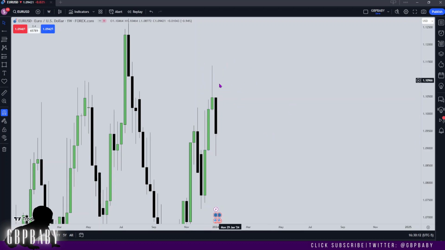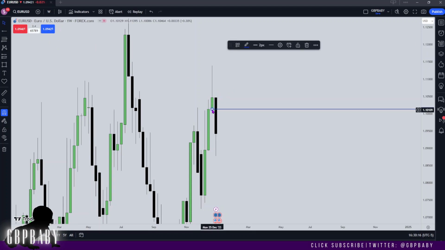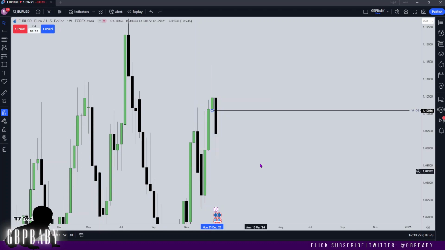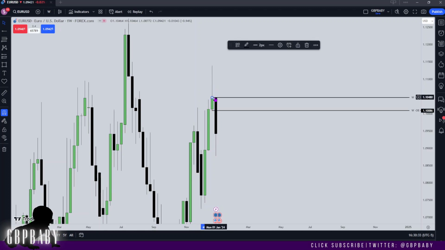So now we should be looking for PD arrays above the market that price may want to reach for. First, we have this weekly bearish order block, a bit like on the dollar. So let's draw that out. We also have this rejection block, same thing as dollar, just inverted. Look how price rejects away from the block.